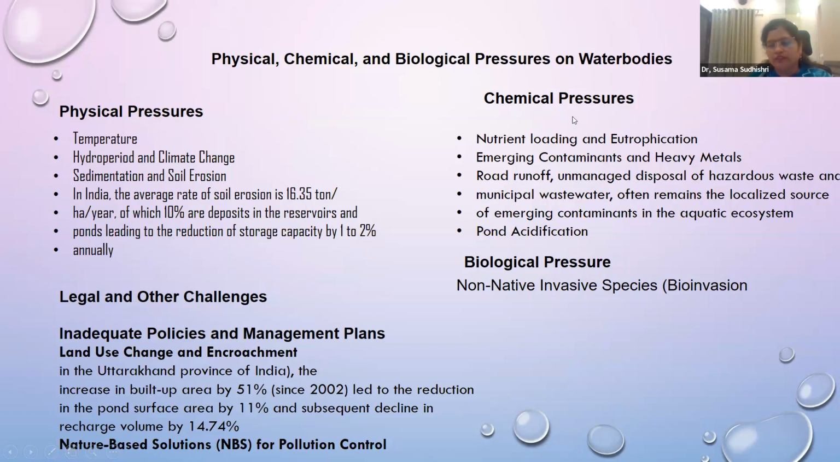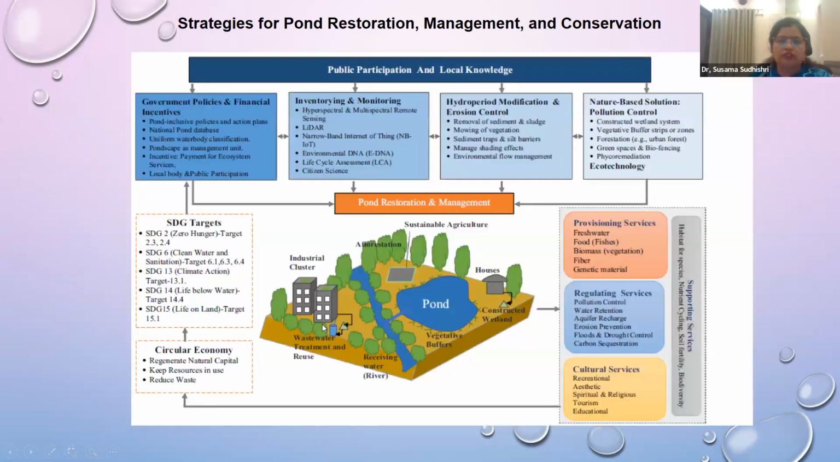Similarly, chemical pressure is nutrient loading or eutrophication, runoff, unmanaged disposal of municipal wastewater and other things. Then there are inadequate policies, management and planning. For example, in Uttarakhand province, the built-up area increased in the water bodies by 15%, which led to a reduction in the pond surface area. There are other things I can say about what I have done in Delhi or this area. I will show some of the things on how we can do this renovation work.